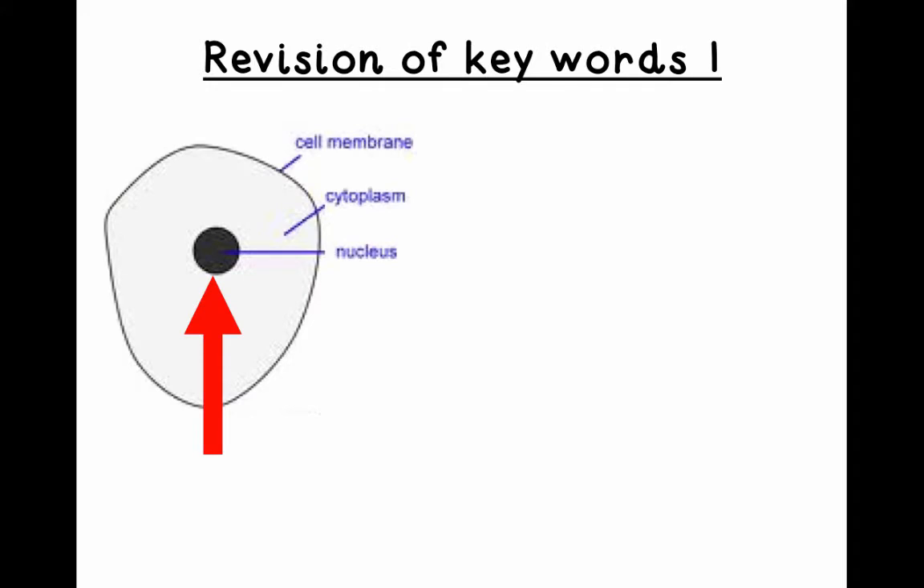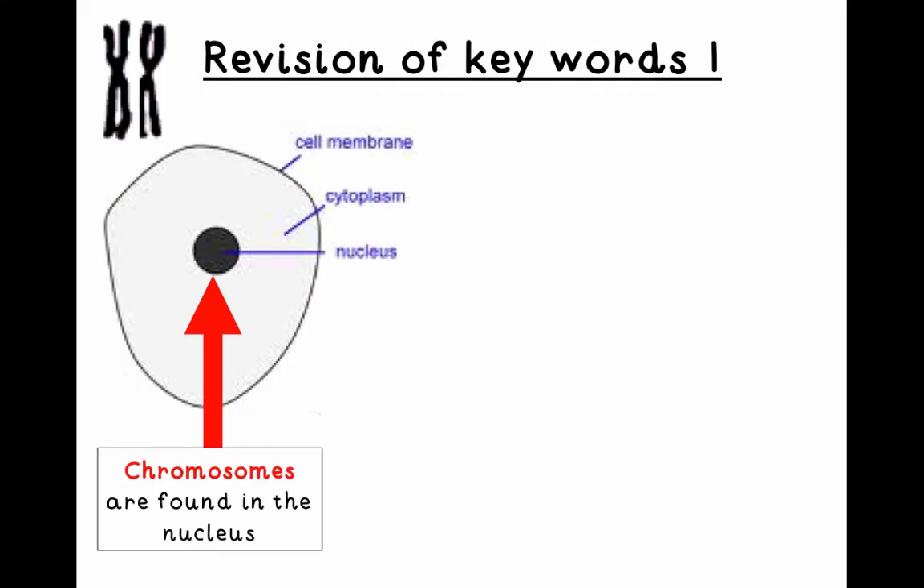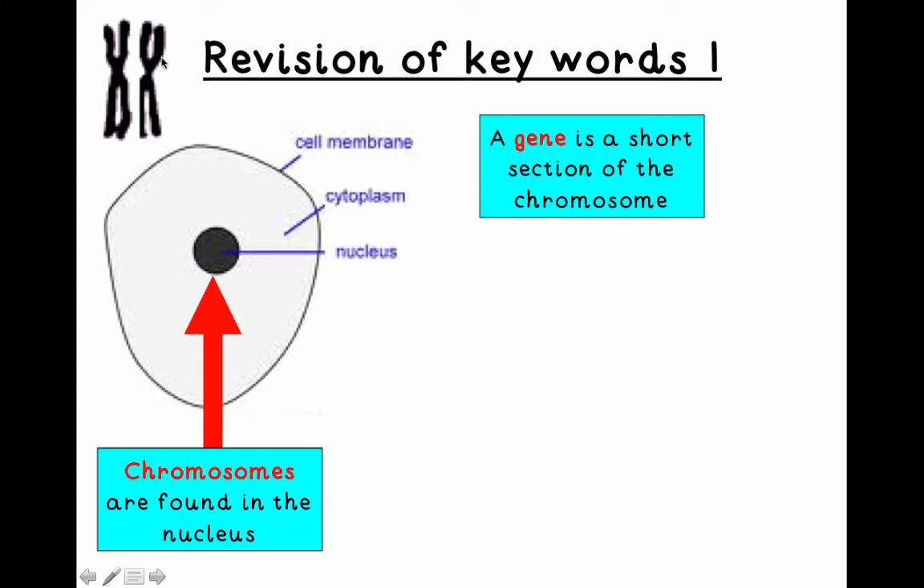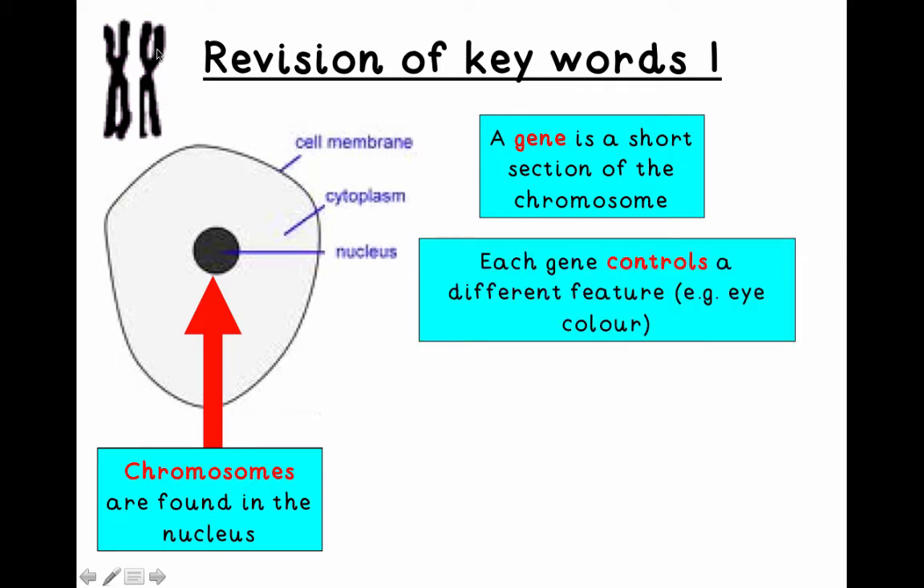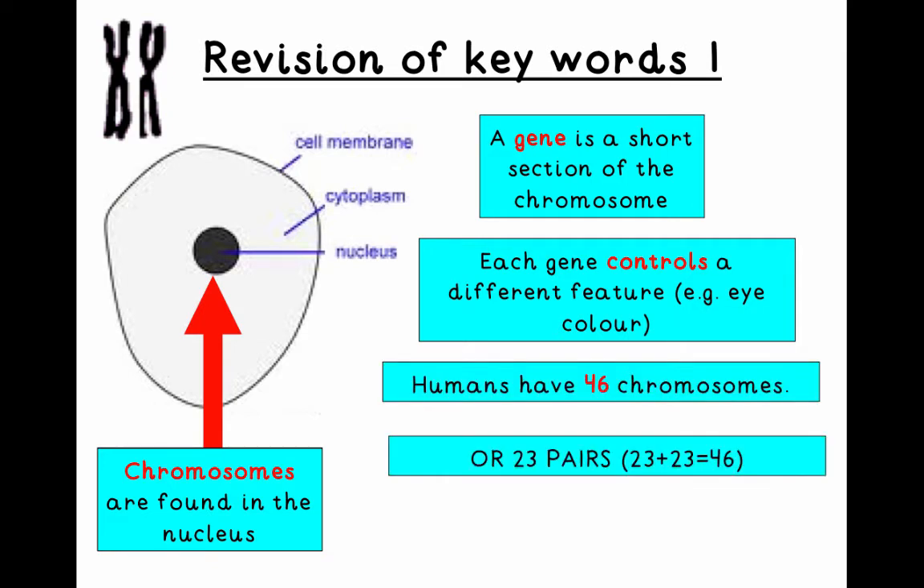First, let's talk about an animal cell. Inside the nucleus, we have chromosomes. These little guys in here, we find them in the nucleus. Inside each section of them, we will have genes, which are short sections of the chromosomes that control different features, for example, eye color or hair color. Humans have 46 in total. Another way to see it is that we have 23 pairs.